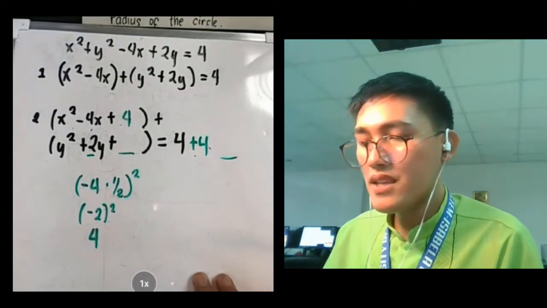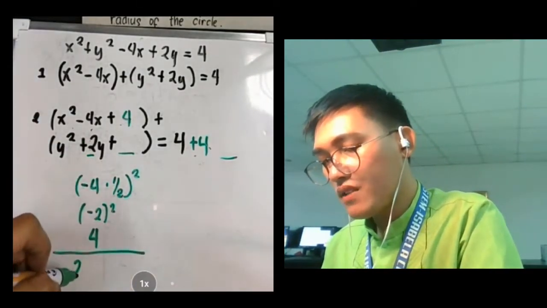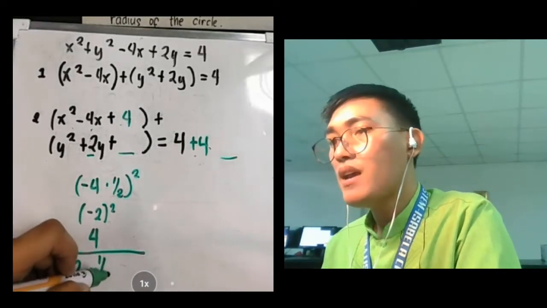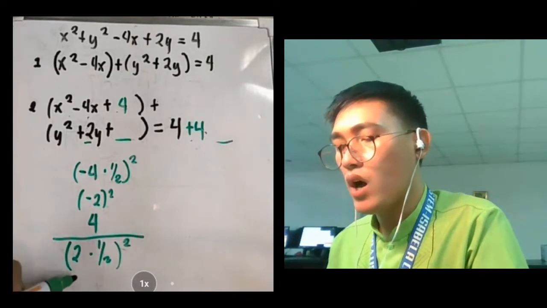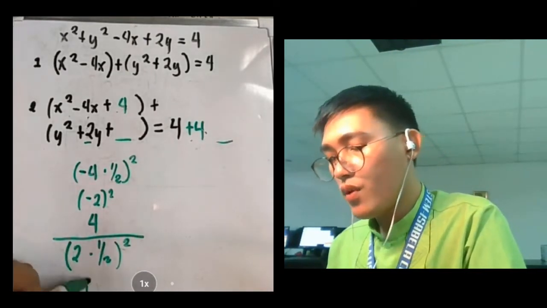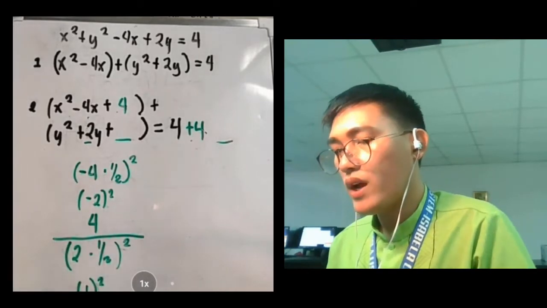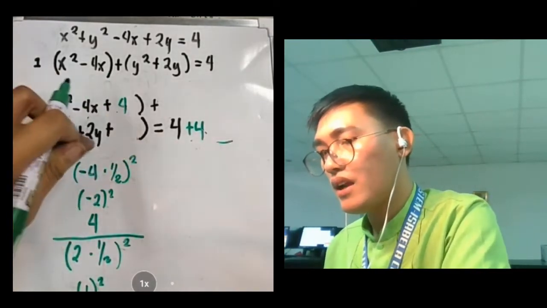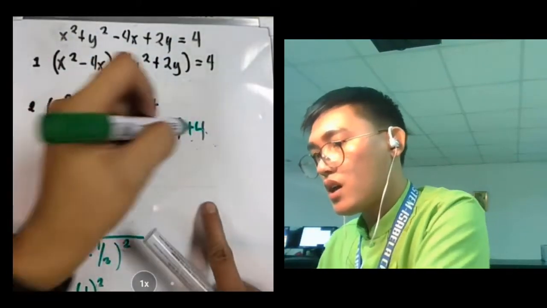Okay. Next, we have positive 2. You multiply that by 1/2, then square the result. 2 times 1/2 is 1. And squaring that, we will get positive 1. And this positive 1 should be put in here, and also to this.